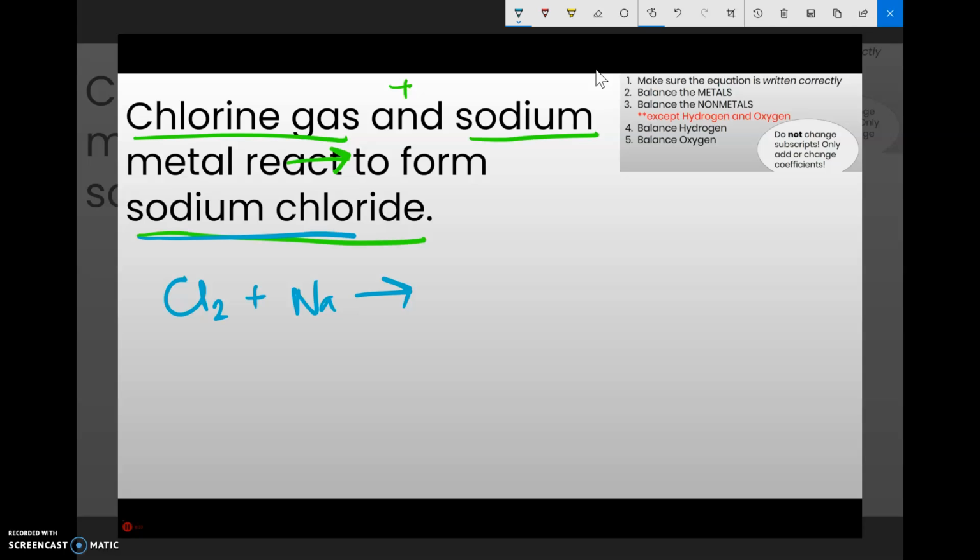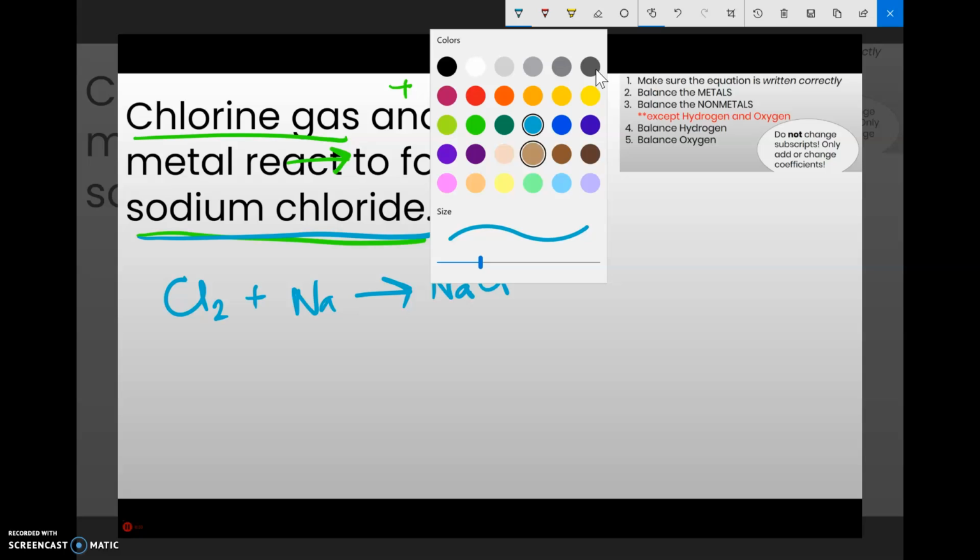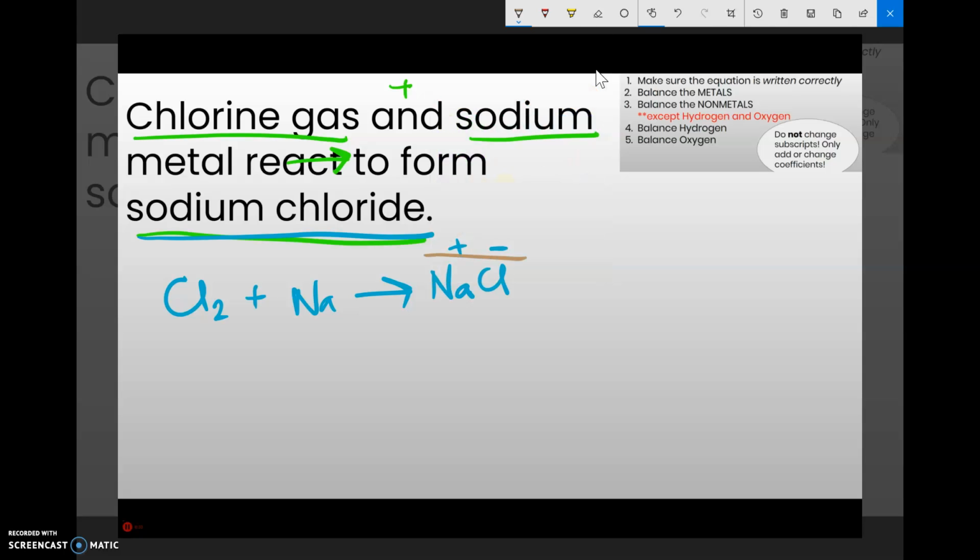So since this is an ionic compound, we have to look at charges again. The sodium, it's in group 1, so it's a +1. Chloride is Cl. It's chlorine, but because it's in a compound, we're changing the ending to "ide." This is in group 17, so it has a -1 charge. And now our charges cancel, so we're just left with NaCl.